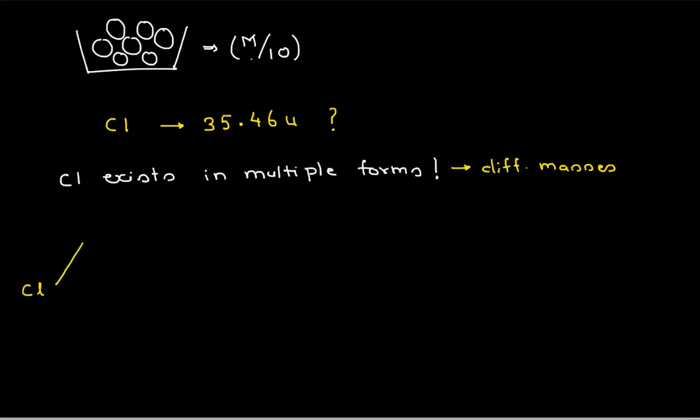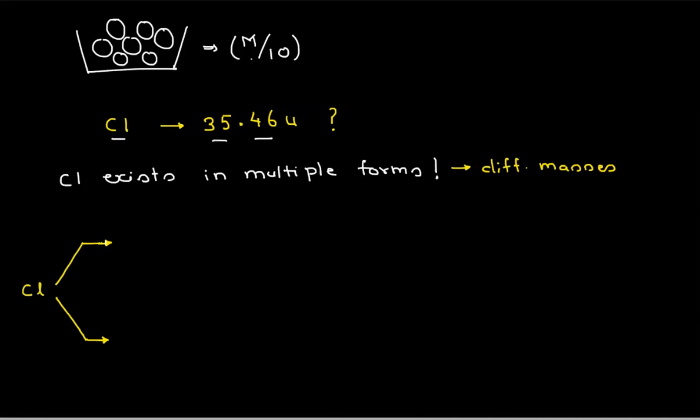Shouldn't all elements which have isotopes have a non-integer mass? You will see how mathematically it comes out. It is not necessary that mathematically everything should fit like that. So let's see, for example, chlorine, how it is 35.46.